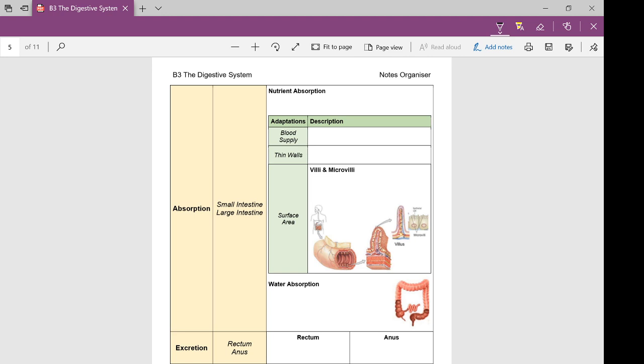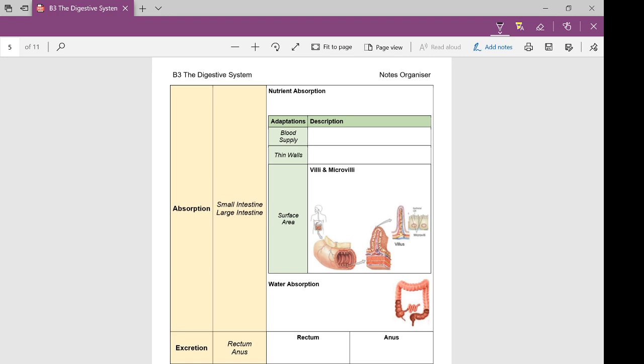We've digested, we've broken down our food. Now the second part of the digestive system is after we've broken it all down, we've got to absorb it. So now we're going to talk about what happens when we absorb all of these nutrients.